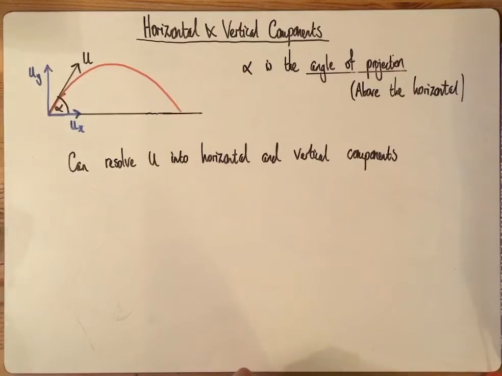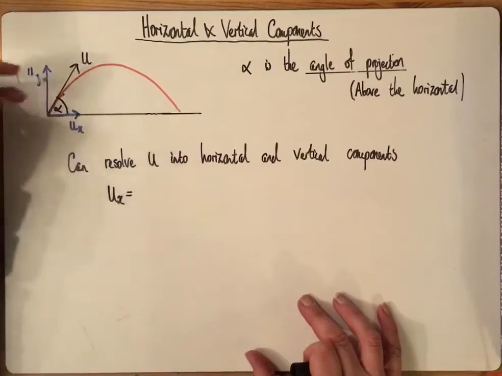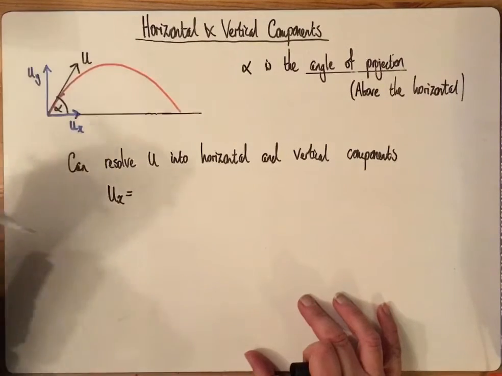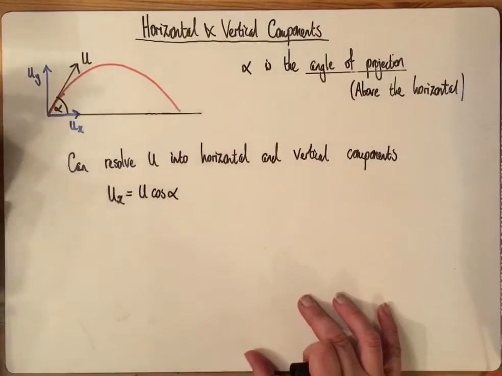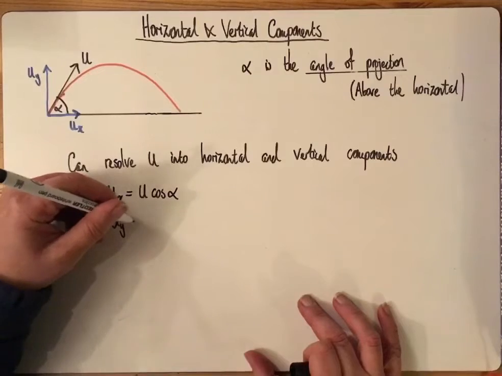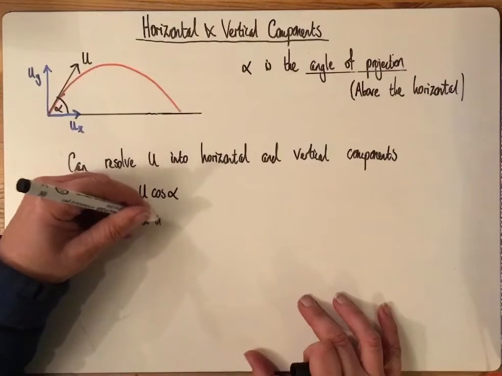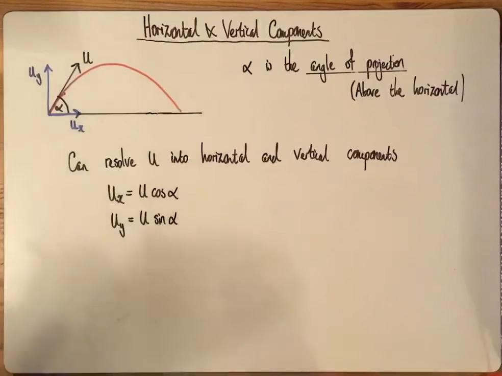And then if you want to resolve horizontally, then the horizontal component is U cos alpha, because you want the adjacent, and the vertical component is equal to U sine alpha, because you want the opposite side essentially to the angle. So we've just been doing that, so you should be fine with that.